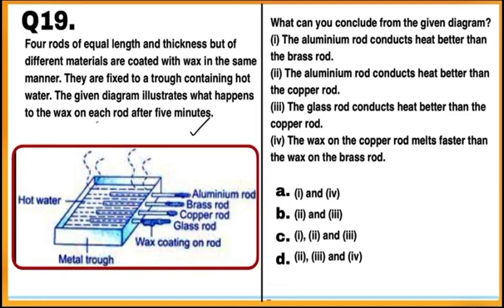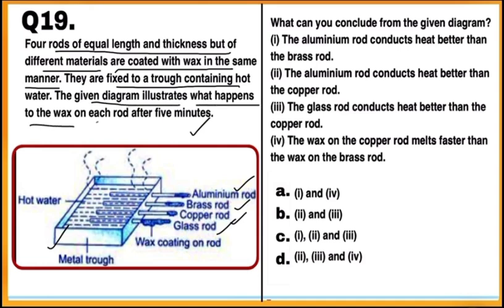Question number 19. Four rods of equal length and thickness but of different materials, aluminium, brass, copper and glass, are coated with wax in the same manner. They are fixed to a trough containing hot water. The given diagram illustrates what happens to the wax on each rod after 5 minutes. What can you conclude from the given diagram? Answer is A. 1 and 4.